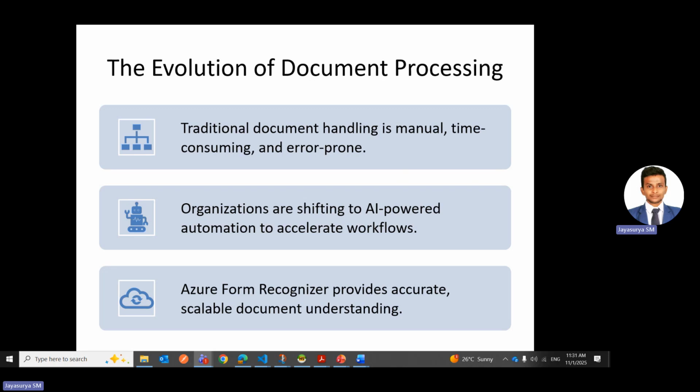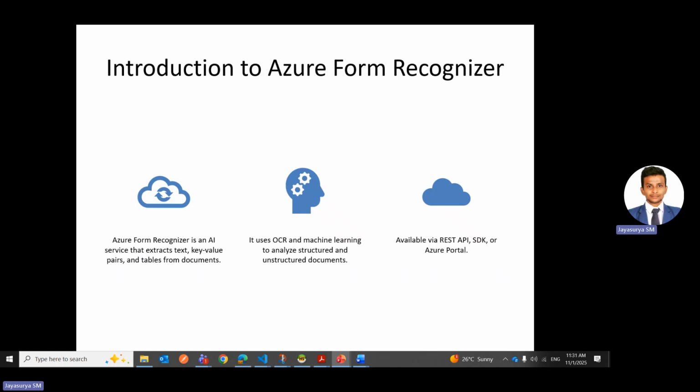So in the next slide, we will look at what Azure Form Recognizer actually is and how it fits into the broader Azure AI ecosystem. Now that we understand the need for document intelligence, let's talk about the hero of today's session, Azure Form Recognizer. Azure Form Recognizer is a cloud-based AI service that's part of Microsoft Azure Applied AI Services. It's designed to help you extract text, key value pairs, tables, and even the layout information from the document.